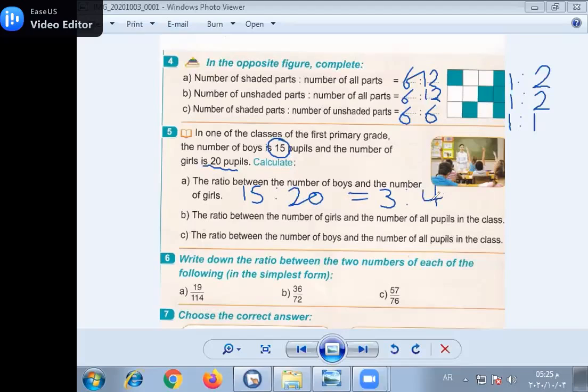Next question, we will answer it. Go ahead, please. The ratio between the number of girls and the number of all pupils in the class. 20 to 35. Excellent. Again, we need to put this ratio in the simplest form.